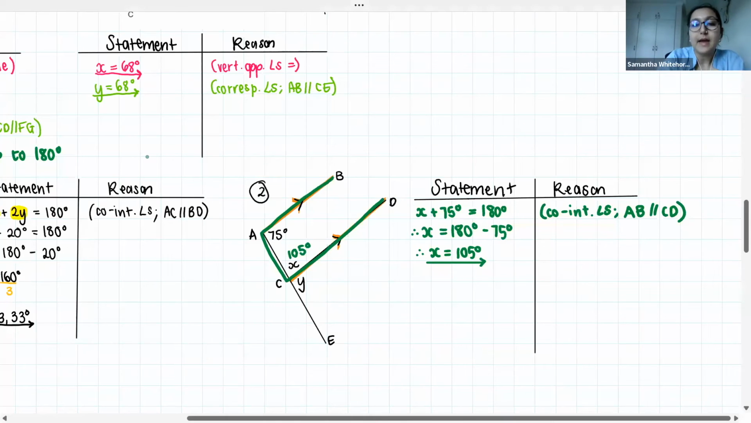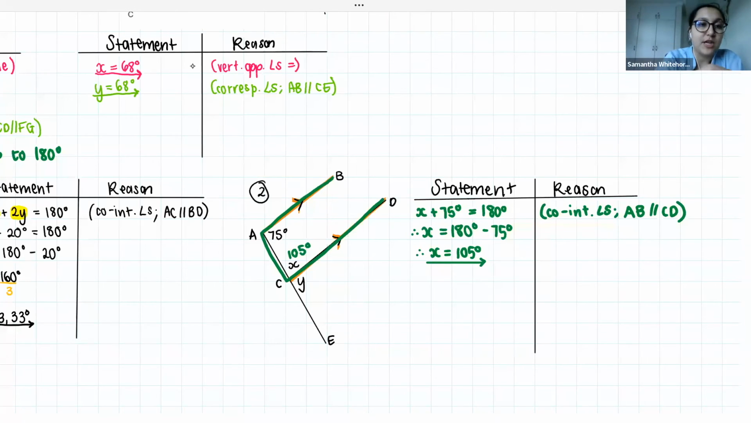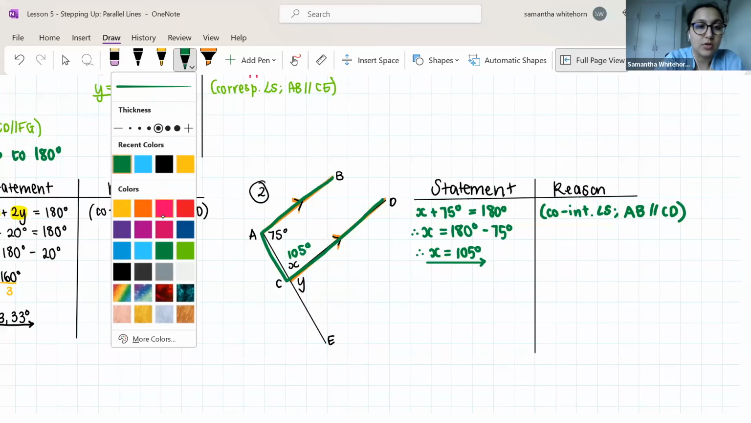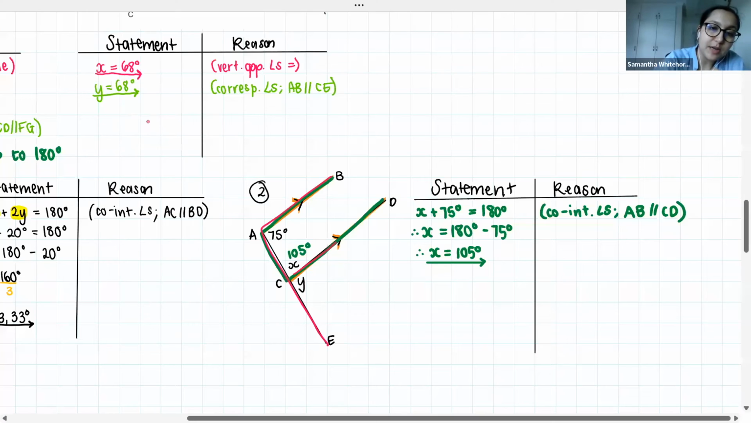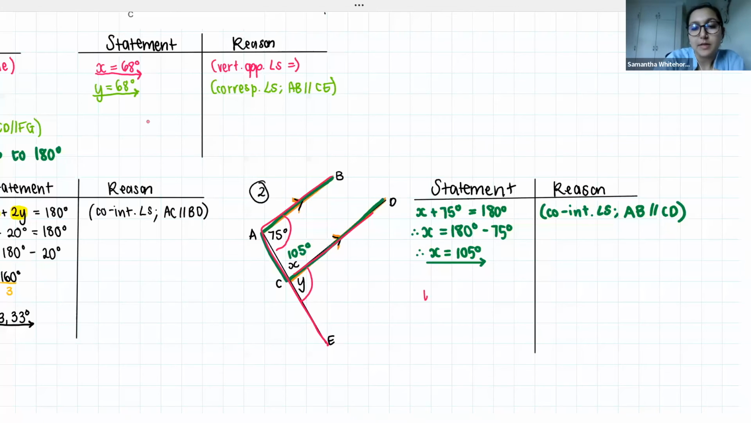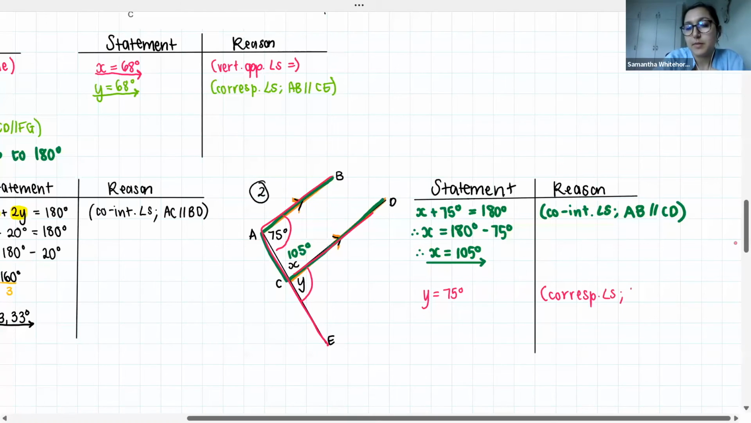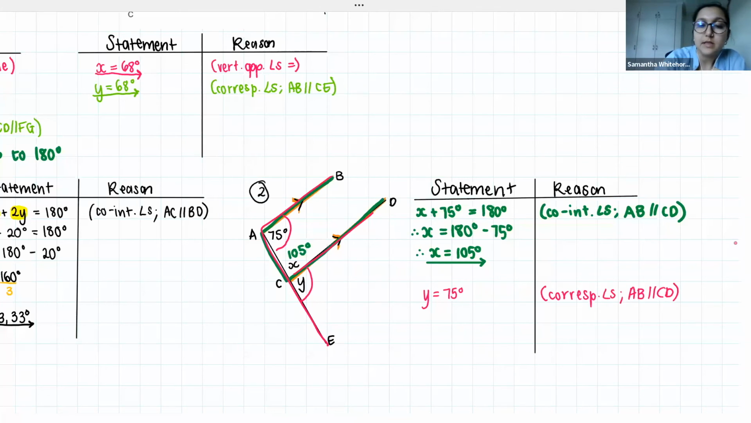And that is the fact that I have an F shape in addition to my U shape. So if I have a look here, I have an F shape. And what that means is that 75 and Y are corresponding angles. So that means that Y is equal to 75 degrees. And again, I just give my reason: corresponding angles. I state my parallel lines, AB parallel to CD, and that's it.